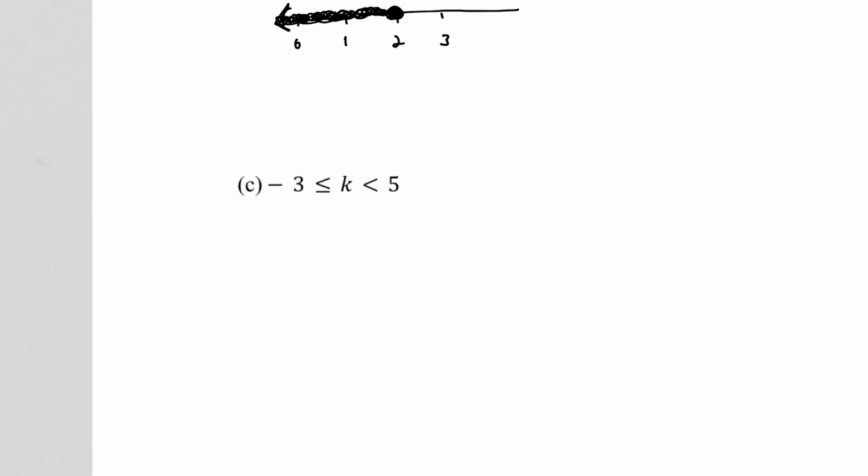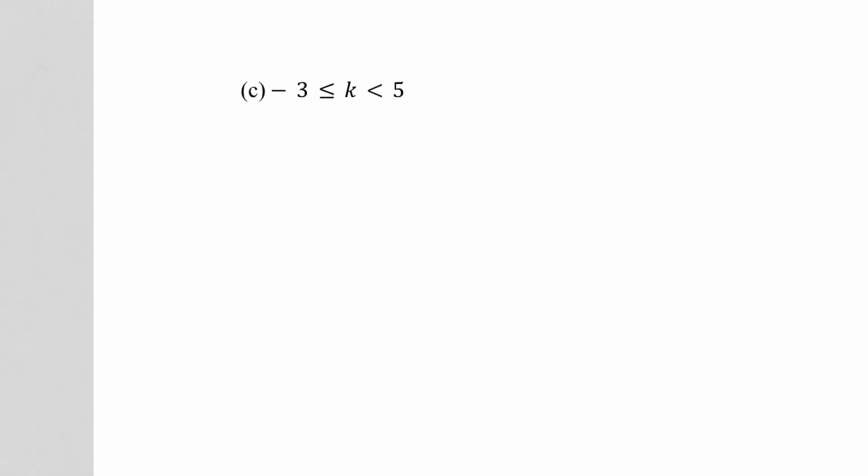So now we get to C. So C is what's called a compound inequality. So it says that K is greater than or equal to -3 and less than 5. Now you might be a little bit confused the way I said that, but if we break this up, let's do that. So this is -3.